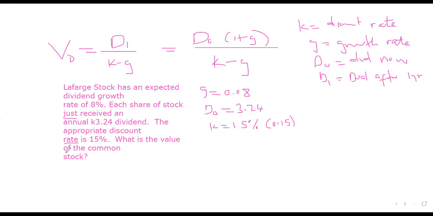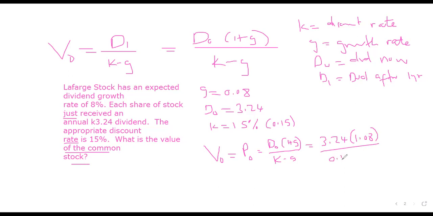So calculate the value of stock now. The value of stock now is V0, or sometimes we can say the price of stock now. It's the same thing. So this is D0 (1 plus growth) over K minus G. In this case, 3.24 is our D0, 1.08 is our 1 plus the growth rate. Then our market rate or appropriate discount rate is 15%, and our growth rate is 8%.